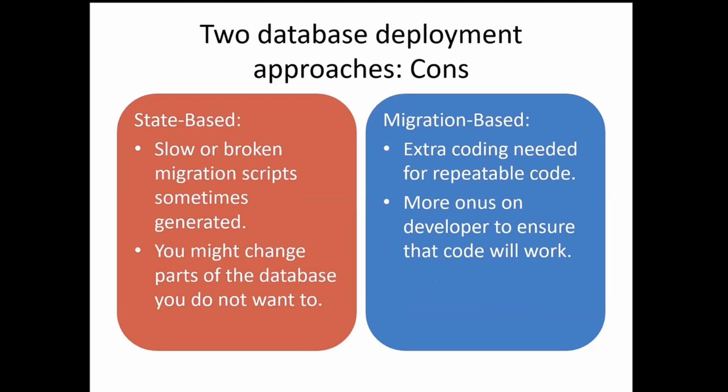The bad things about these ways of doing releases are, with state-based, there is definitely a chance you can have slow or broken migration scripts that are generated, which is tough to happen to you on a release night. You also might change part of a database that you don't want to because someone's made a change in production and hasn't checked their code in. With migration-based, there's extra coding needed for repeatable code, and there's more onus on developers to ensure that their code would work. Like if you're trying to make a change to a column by making it not null, you're going to have to remember that you should probably put a default on there, or else there's going to be some issues with using that table in the future.